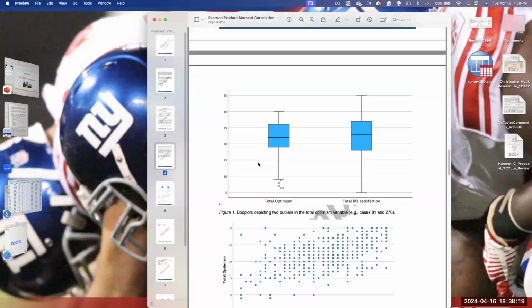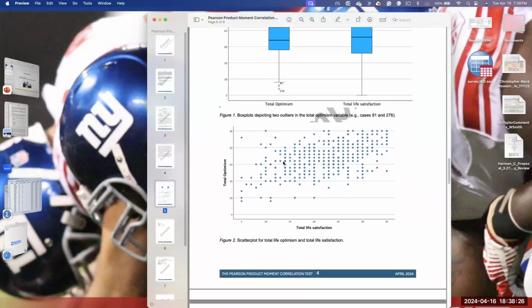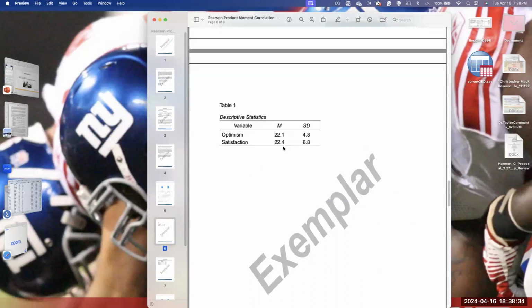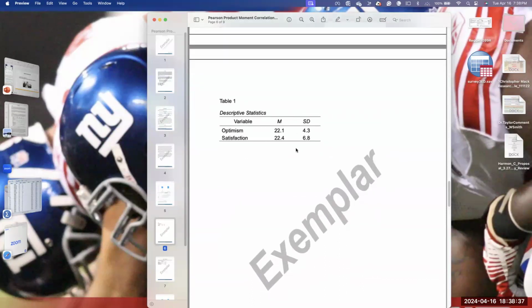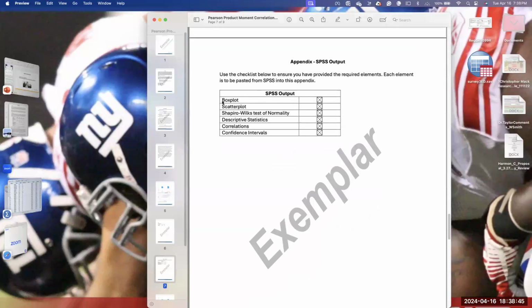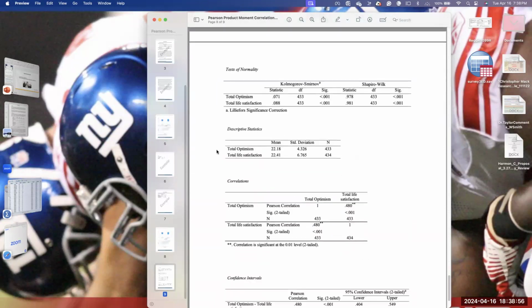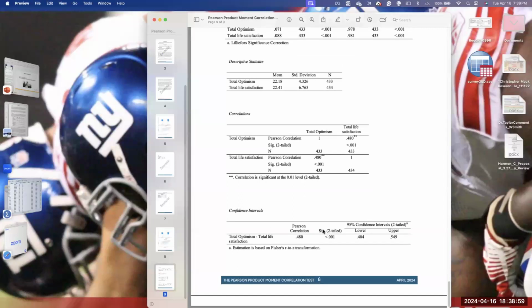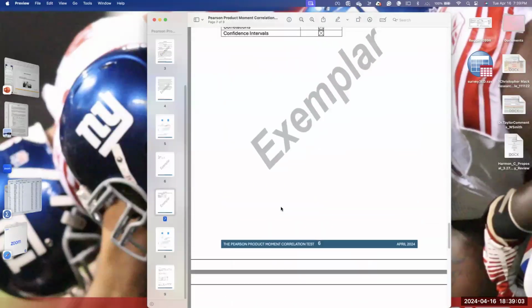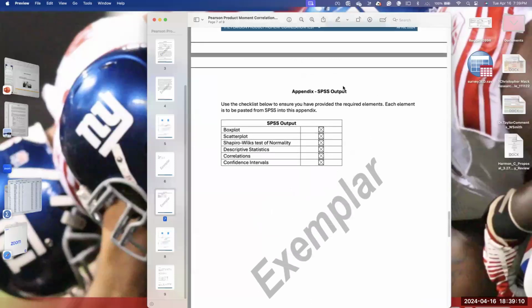Now, for an application, you have to put, and I tell you that I have the box plot as figure 1, and as you can see, showing the 2 outliers. Here is my figure 2 of the scatter plot. And here is my table 1 showing some descriptive statistics, the averages of the 2 and the standard deviations. And when you are required to provide the output, as you can see, I provided a little table here that shows these are the components that you should have in your output. And those components are plugged in here to show you the test of normality, the descriptive statistics, the correlations, and the confidence intervals. And that would meet the requirements of showing that you have run the test, you have created an APA results output based on the output here, and everything should align.